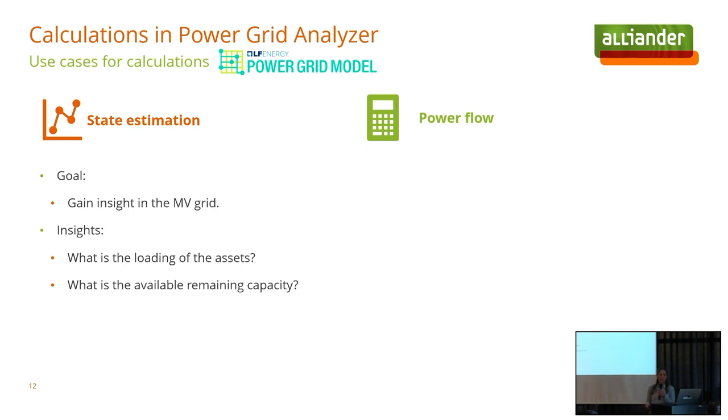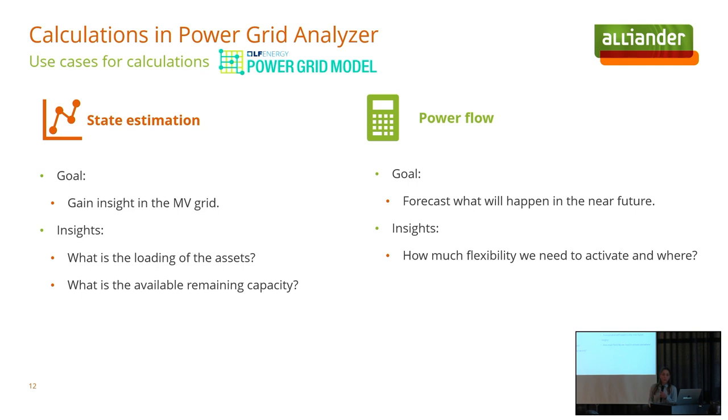And when it comes to power flow as our calculation, we also use it to see what will happen in the near future. If we have a forecast for the near future for the customers, how is that going to be reflected in the grids? Do we need to take some actions? Do we need to use some products? Do we need customer products, technical products, etc.?